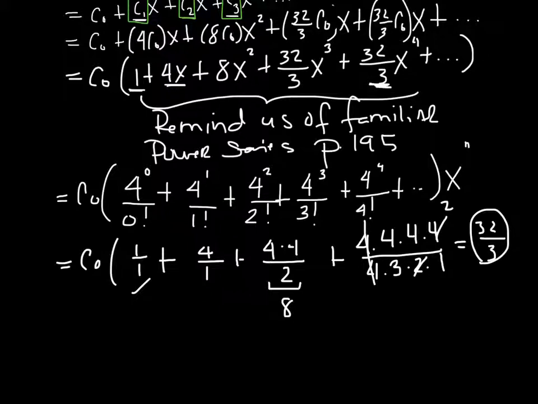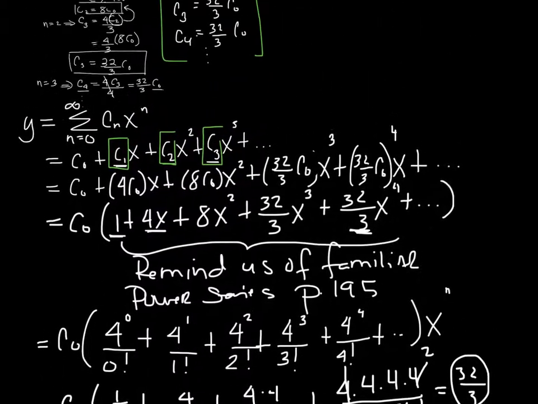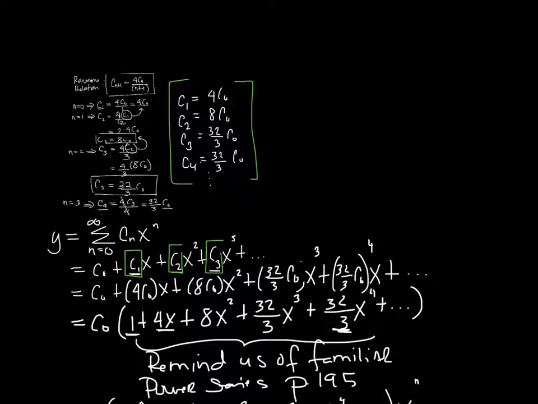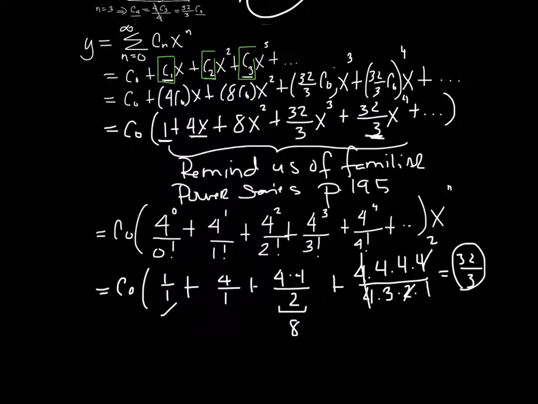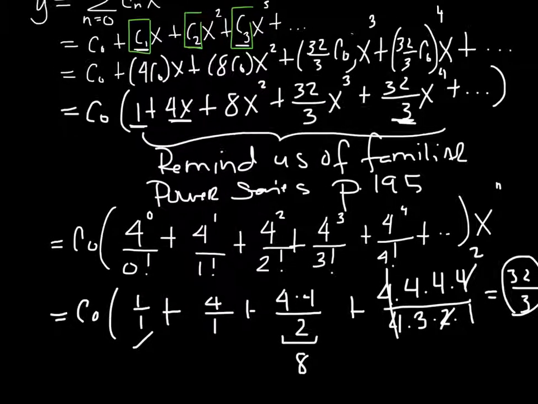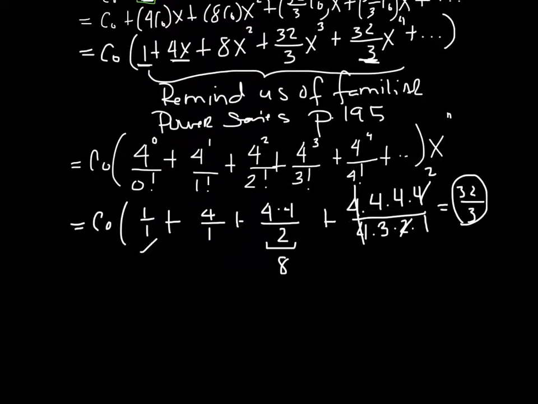This one involves factorials, and if you want to write your general Cn, your general Cn is going to be 4 to the n C naught over n factorial. Again, this comes with practice. Don't stress about it if this is your first time doing this and you're not catching the pattern. That's fine. It's just practice. Let me rewrite this a little bit. Well, we have it here actually.